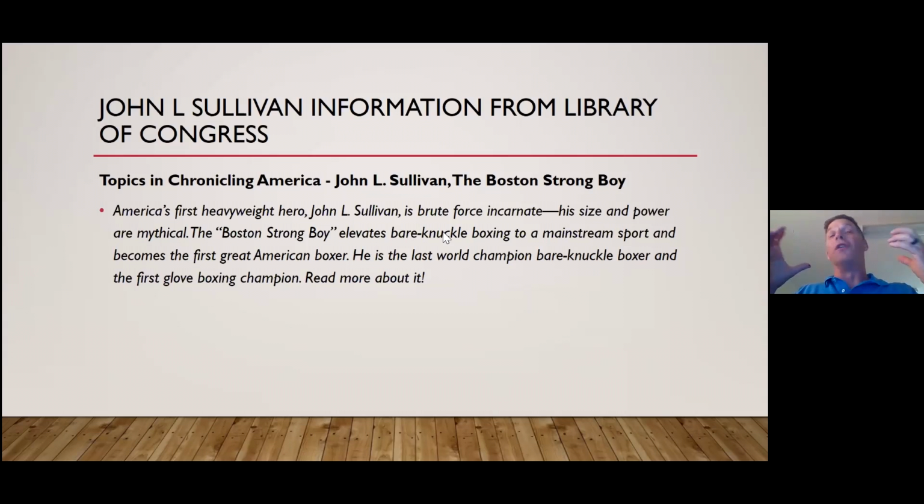And they have all of these newspaper articles. I'm going to show you one in a minute. And thank you for putting that in there, Sheriff. All right, let me go to the next slide and show you.